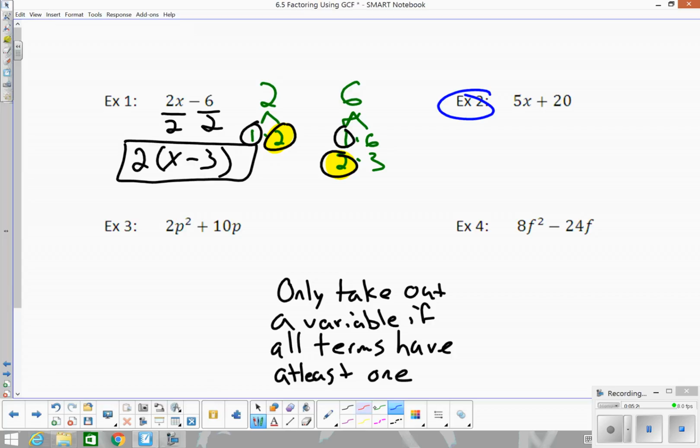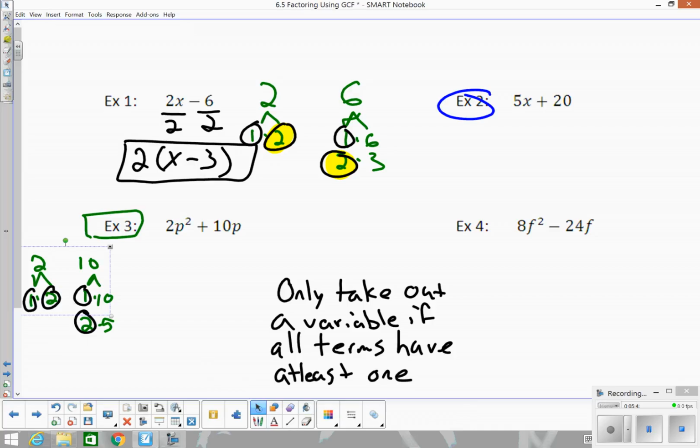Okay, example 3. In this case, I'm going to still start with my numbers first. So I have 2 and I have 10. Factors of 2, 1 times 2. That's it. 10, 1 times 10, 2 times 5. I have a 1 and a 1, I have a 2 and a 2. So the greatest number that they have in common is 2. Simple as that. So I'm going to go ahead and divide both terms by 2.